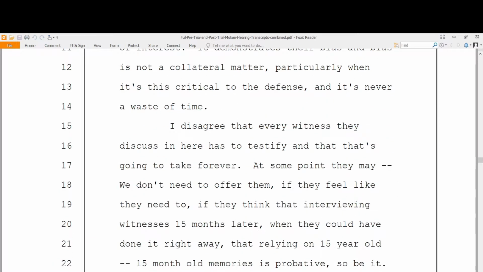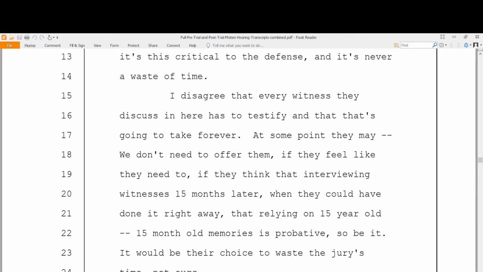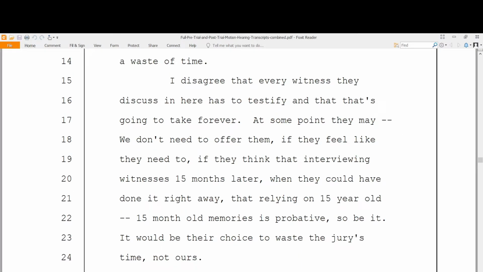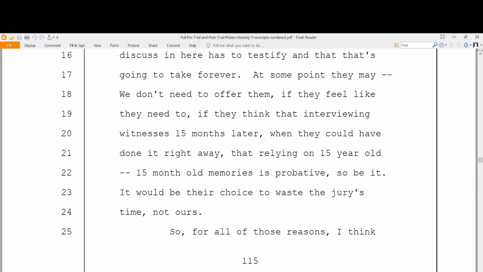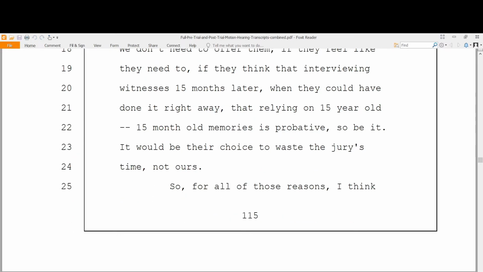I disagree that every witness they discuss in here has to testify, and that's going to take forever. At some point they may. We don't need them to offer. If they feel like they need to, if they think that interviewing a witness 15 months later, when they could have done it right away, and relying on 15-month-old memories is probative, so be it. It would be their choice to waste the jury's time, not ours.